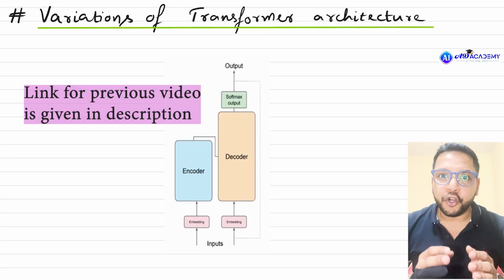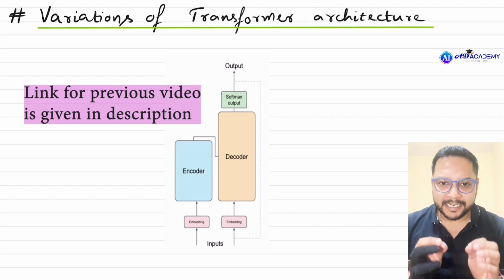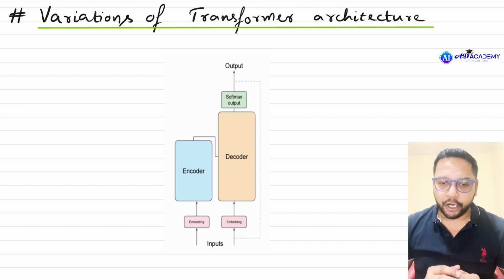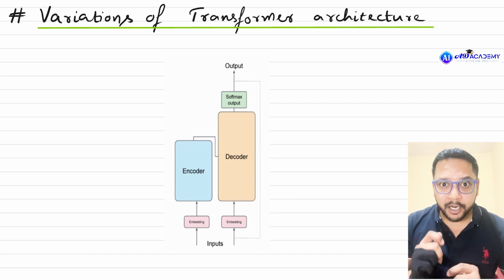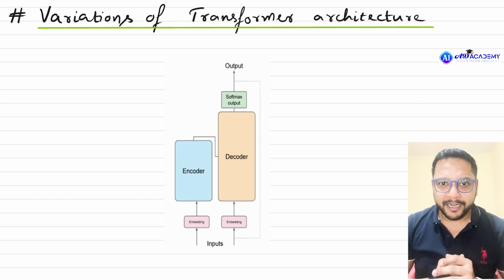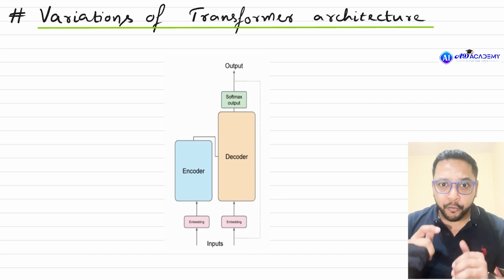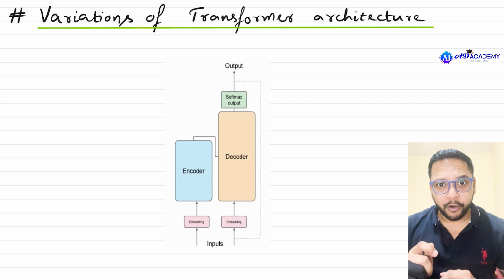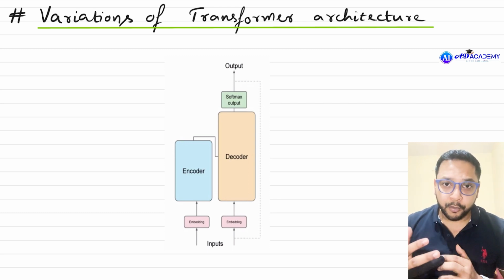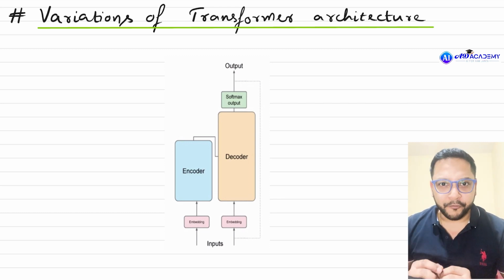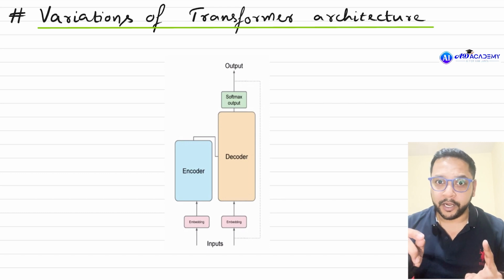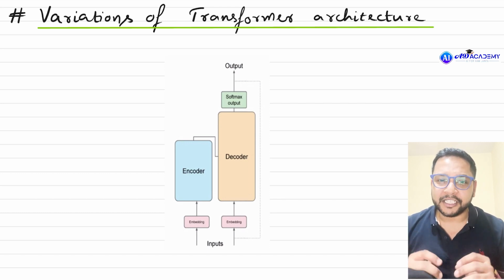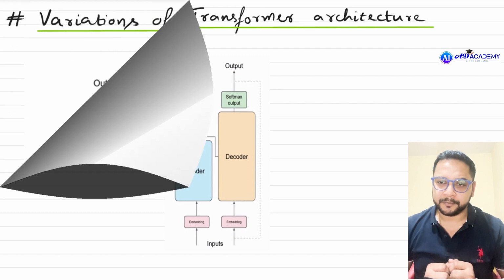In my previous video in this playlist, I discussed in detail the architecture of the transformer, starting from providing an input to the encoder model, which provides a context vector to the decoder, and then how the decoder provides output through a softmax layer. Thus, a transformer architecture has two main components: one is the encoder and the other is the decoder. But there are a few variations of the transformer architecture.